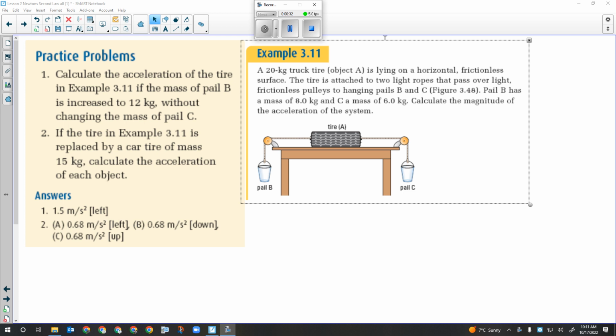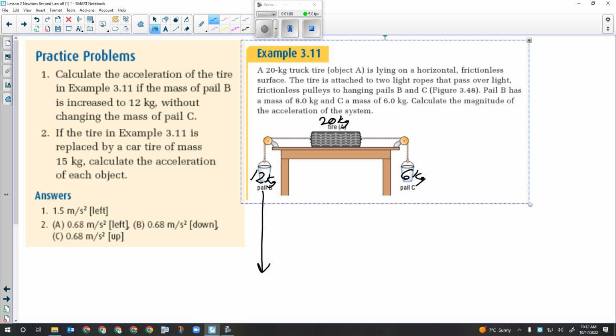All right? So if we're looking at this situation here, and they're saying calculate the acceleration of the tire, if the mass of pail B is increased to 12 kilograms, okay, so that's now 12 kilograms. We don't change the mass of pail C, which was 6 kilograms. And the tire is still going to be 20 kilograms. Okay, we have to find all the forces.